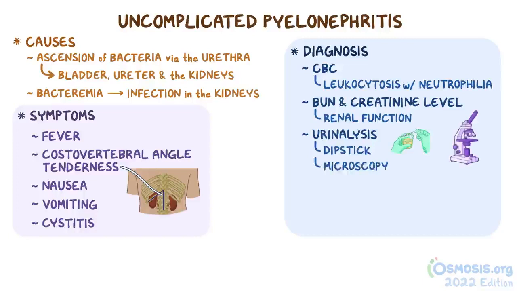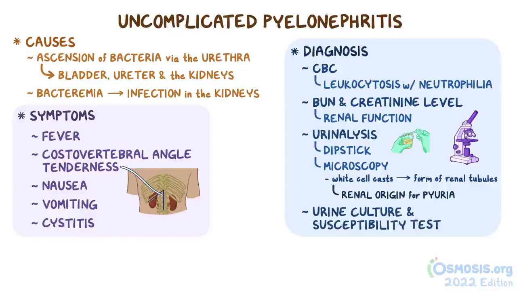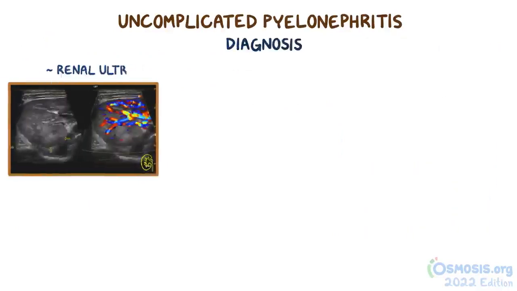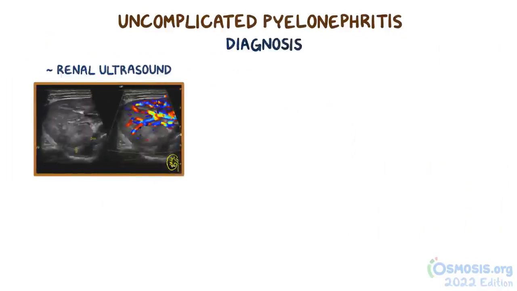Urinalysis is done using either dipstick or microscopy. On microscopy, if there are white cell casts that take the form of the renal tubules, then it suggests that there's a renal origin for pyuria. That's because where there's an infection in the renal pelvis, there are also leukocytes, and they tend to aggregate and take the form of the renal tubules as they pass through. Finally, urine culture and susceptibility testing is always done. On a renal ultrasound, pyelonephritis shows up as a hypoechoic mass within one kidney, but it can also be bilateral.